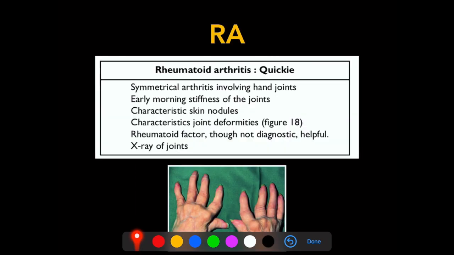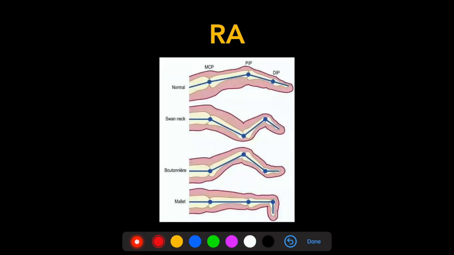Okay, some quick points to understand RA. You have symmetrical arthritis, early morning stiffness, characteristic skin nodules, and characteristic joint deformities. Yes, rheumatoid factor helps a lot. And the typical deformities expected in RA are two things. One is swan neck, the other is the Boutonnière's deformity. You will have the flexion of the proximal interphalangeal joints causing the swan neck.